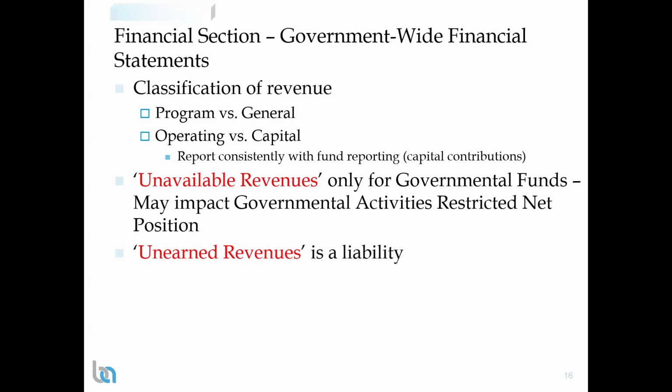Unavailable revenue, unearned revenues. So on the government-wide financial statements, you shouldn't have unavailable revenue. Unavailable revenue is something that relates to only governmental funds. And it's not a liability, it's a deferred inflow of resources. Regardless, it shouldn't be on the statement. Unearned revenues is a liability. So if you have unearned revenues on your governmental funds, that unearned revenue should also be on your government-wide statements.